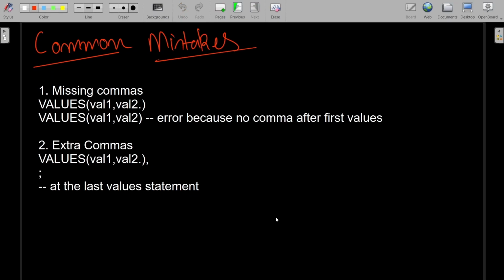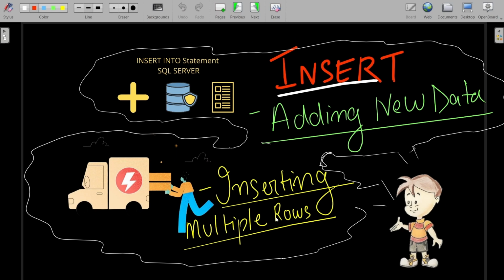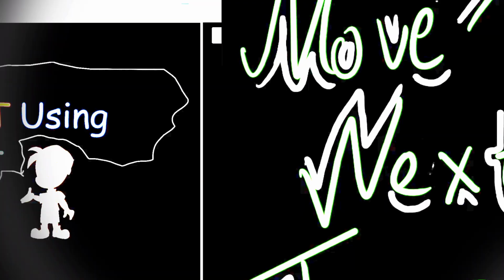Okay, so these are all the common mistakes that people make in multiple insertions. This is all about inserting new data and inserting multiple rows, and I hope you understood the topic. So guys, let's move to the next topic.